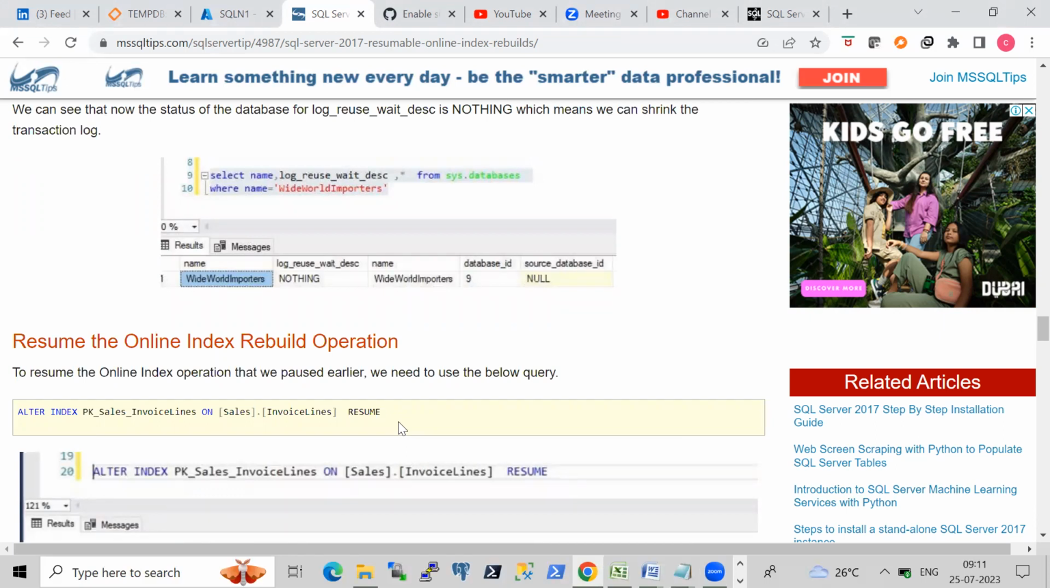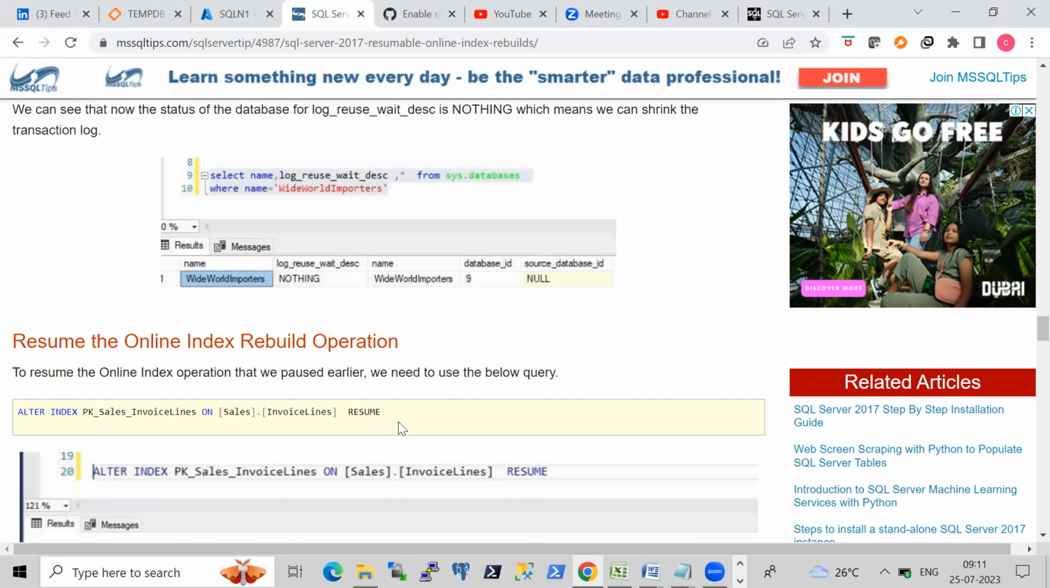So if something is causing my log file to get full because of any index rebuild operation, I can stop it. And I can take my log backup and I can shrink it and again I can resume it. That's the beauty. This option is not there before 2017. Okay, you can't do it.